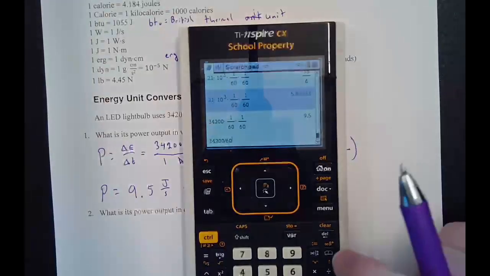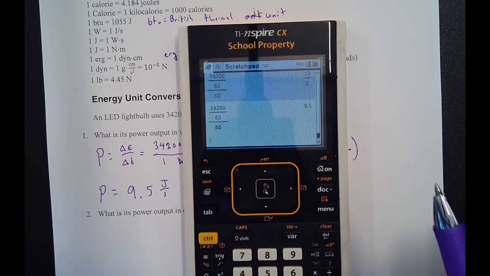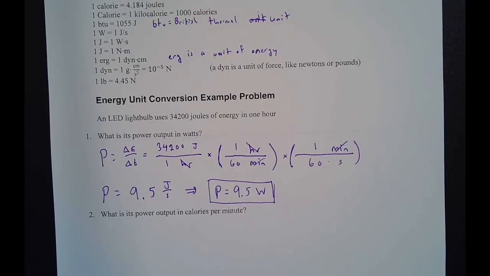Alright, good. So you can do 3,400 divided by 60 and just do divided by 60 twice, and you should get the same result of 9.5. Excellent. So it's a 9.5 watt LED light bulb.